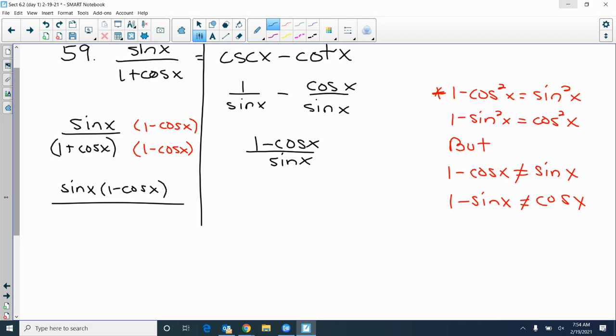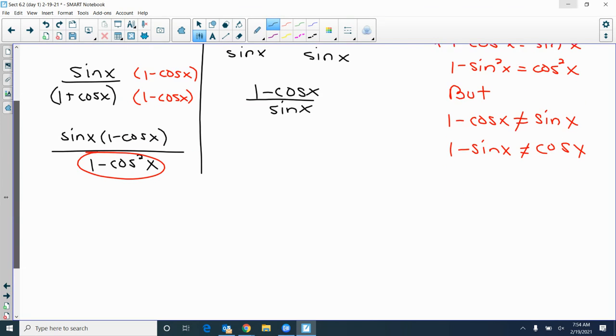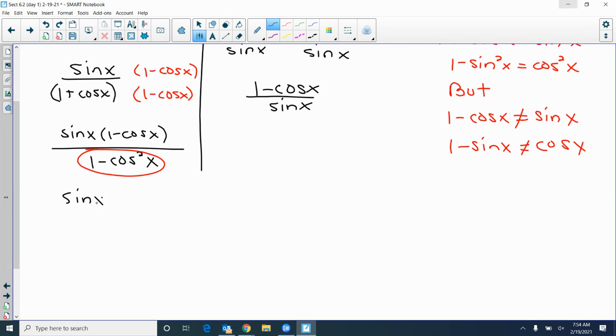1 plus cosine times 1 minus cosine is 1 minus cosine squared. Now, 1 minus cosine squared does equal sine squared. So this can be replaced with sine squared. So sine of x times 1 minus cosine of x over sine squared. All right, you see what I got to do?